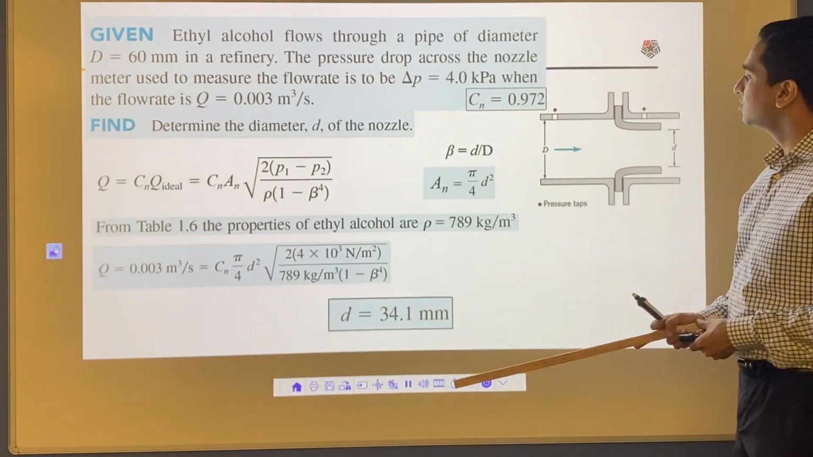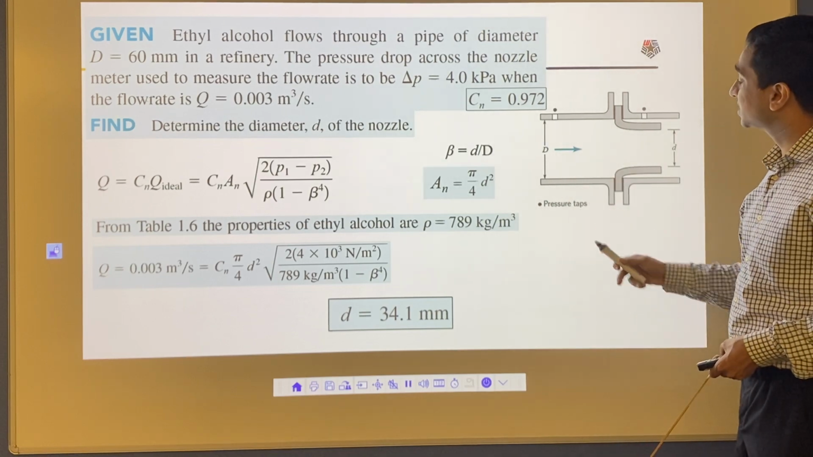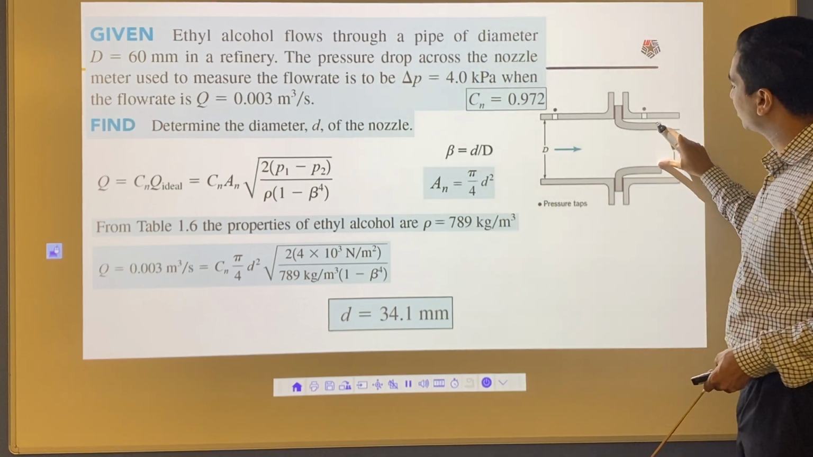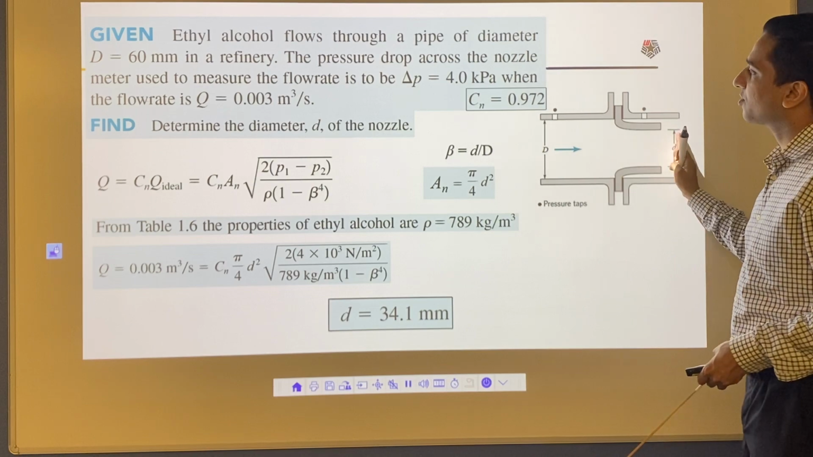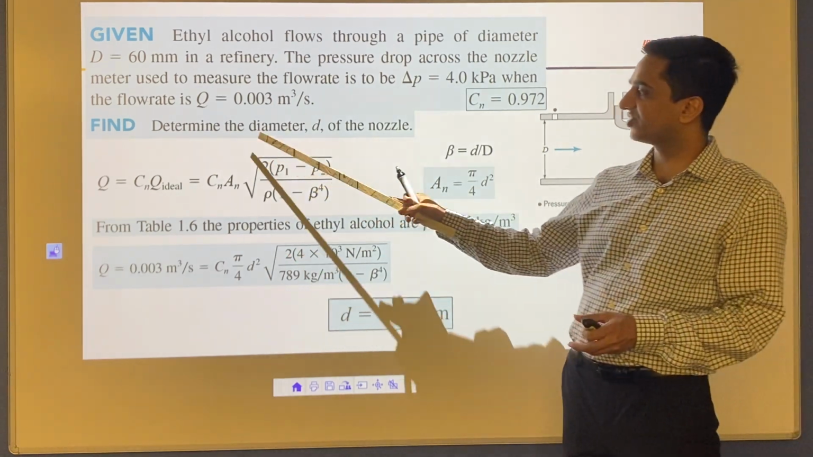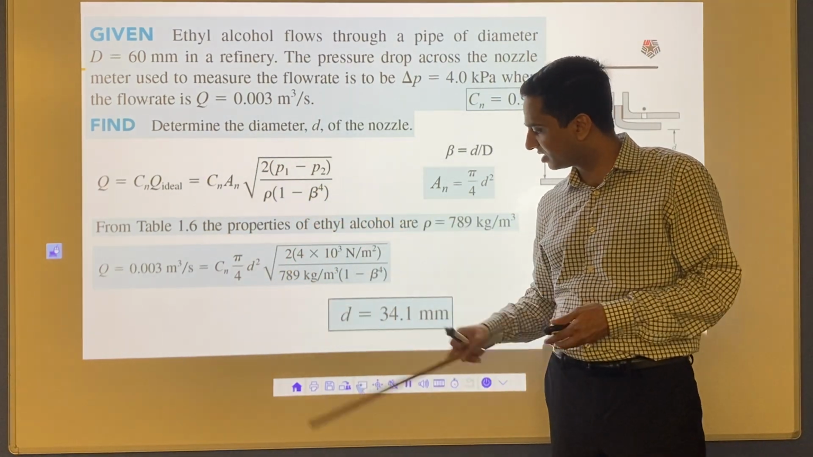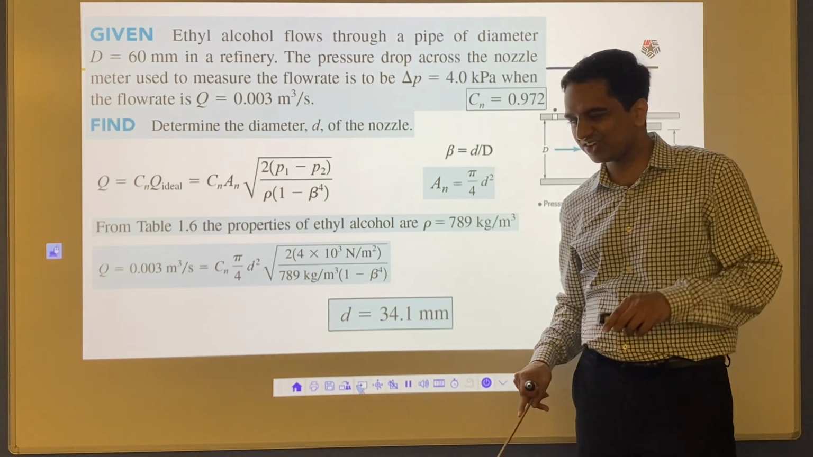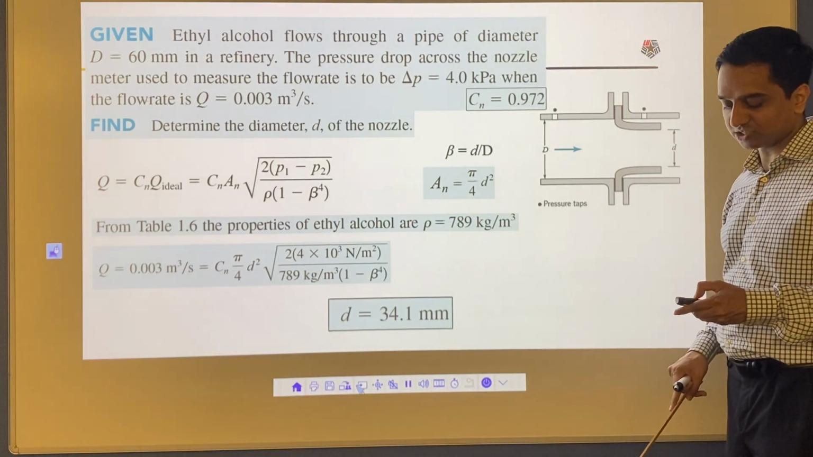So that's the answer. So we have 60 millimeter here, 34 millimeter here, and that's the problem. Calculate the diameter, everything is given, the formula is there, calculate the diameter, and you are done with the problem. It's very easy. You have to use this formula with the nozzle discharge coefficient.